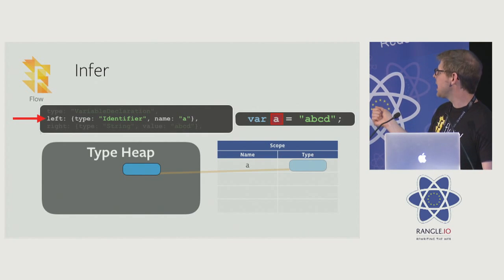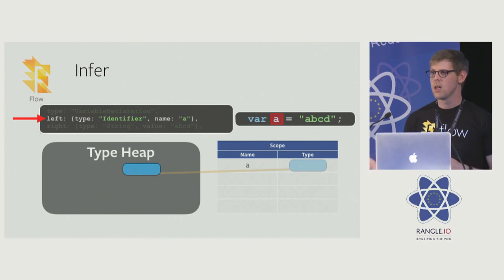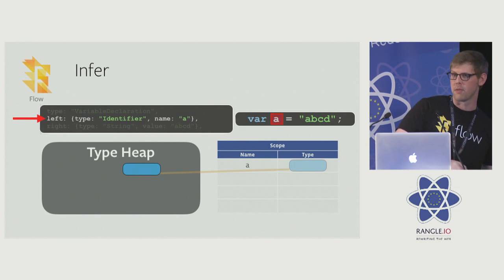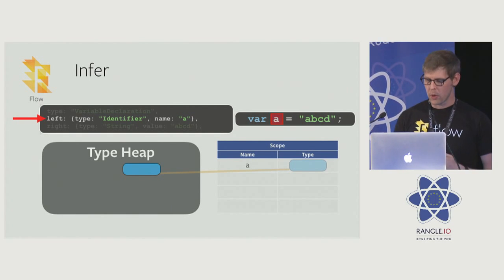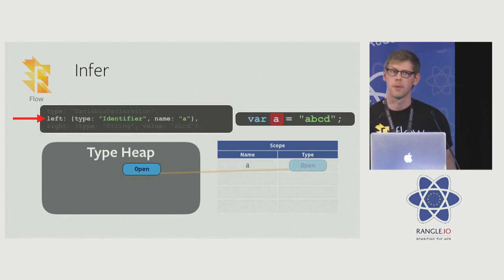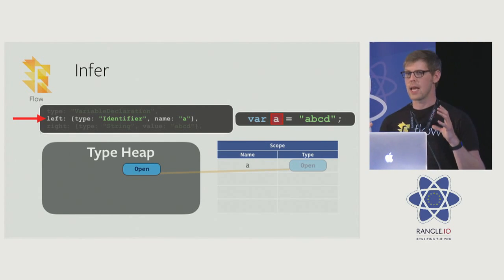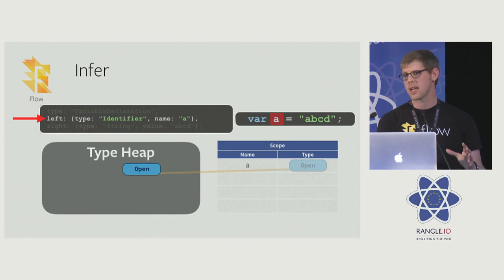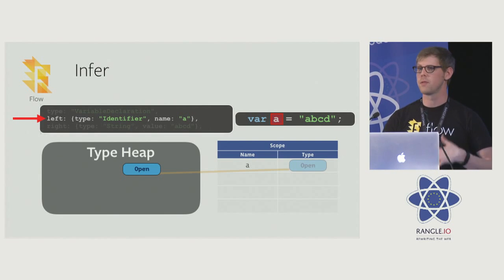Now, the problem that we have right now is that we know we have A, and we know it has a type, but we don't know what the type is. So if we don't know what the type is, how do we create a type for it? The answer to this is we're going to create a type, but we're going to create what we call an open type in Flow. Now, an open type is just a way of saying that we have a placeholder for a type that we're going to figure out later, okay? So because we don't know the type of A yet, we create an open type, and we'll fill it in later.